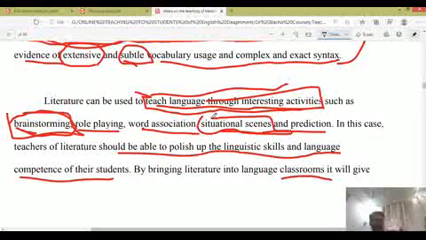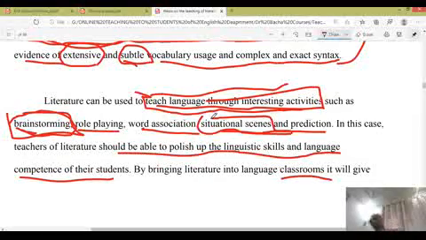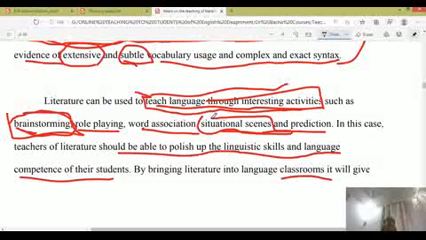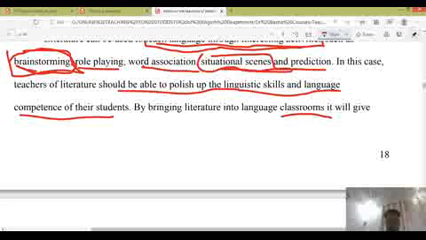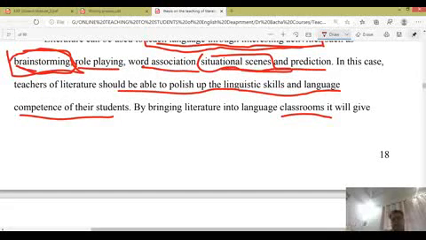and language confidence of their students. For example, if you give so many diverse situations to your students, believe me, it would directly develop the linguistic skills of the students. So, my dear students, by bringing literature to language classrooms, just look at this.